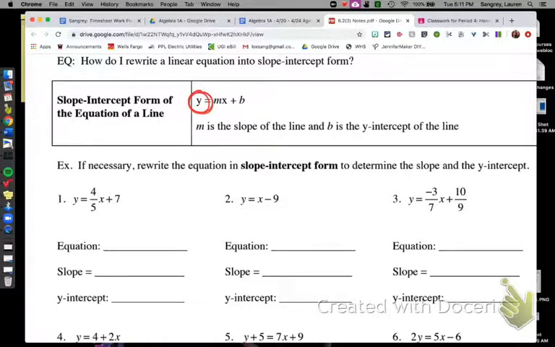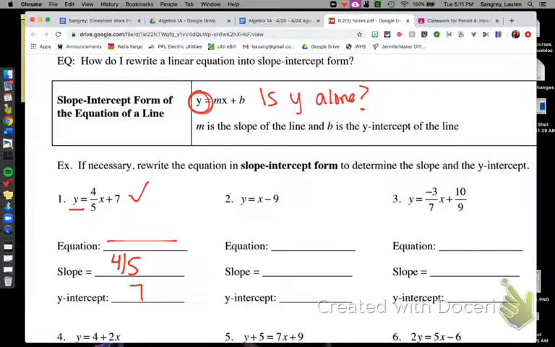So if we look at number 1, what you want to ask yourself is, is y alone? So number 1, is y alone? Yes, it is. So it is already in slope-intercept form. So you don't have to put anything for the equation. The slope we know is 4/5 and the y-intercept is 7.